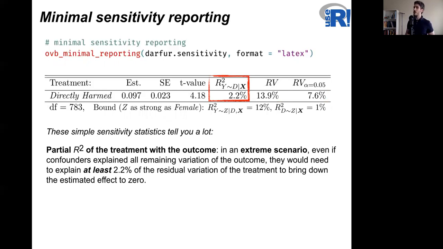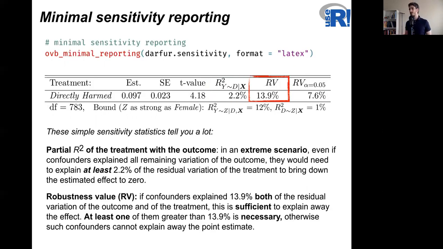This quantity measures how much residual variance of the outcome your treatment explains after taking into account what the observed covariates explain. But what is perhaps not that well known is that this quantity is also a sensitivity statistic, just like we had in the smoking and cancer debate. A partial R-square of 2.2% here means that in an extreme scenario, even if confounders explained all remaining variation of the outcome, they would need to explain at least 2.2% of the residual variation of the treatment to bring down the estimated effect to zero. So this quantity shows the bare minimum strength that confounders need to have to explain away the observed association.